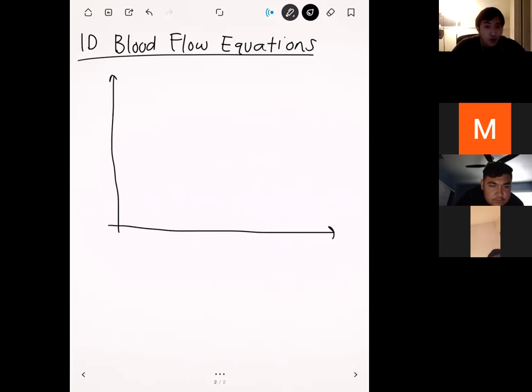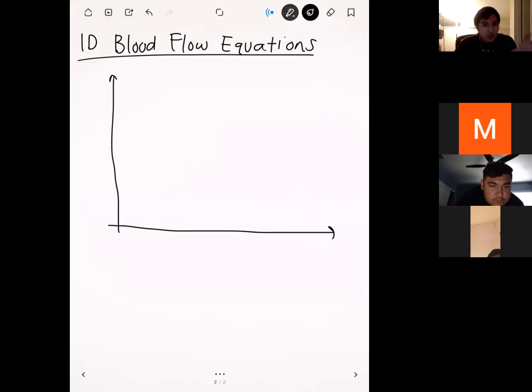Taking a step back, the title of this class is Computational Cardiovascular Engineering, right? What that entails is going over different computational methods to simulate blood flow. We've gone over two methods so far: LPMs, which is lumped parameter circuit modeling, and CFD, which is computational fluid dynamics.